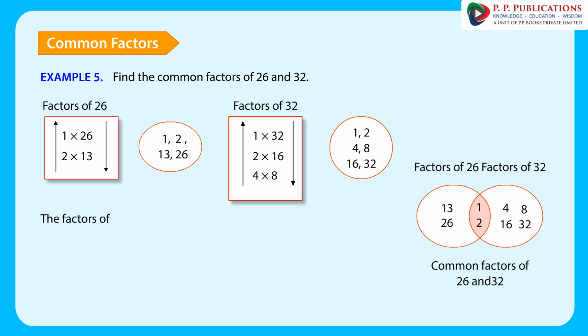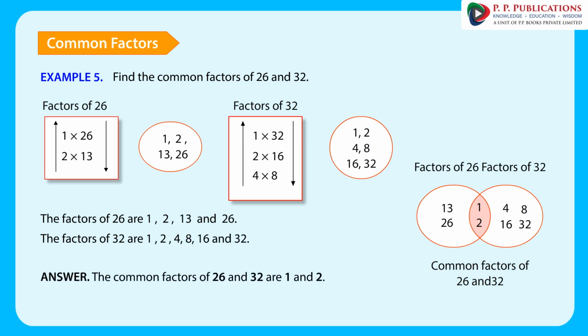The factors of 26 are 1, 2, 13 and 26. The factors of 32 are 1, 2, 4, 8, 16 and 32. Answer: the common factors of 26 and 32 are 1 and 2.